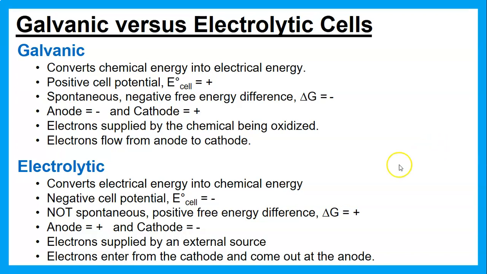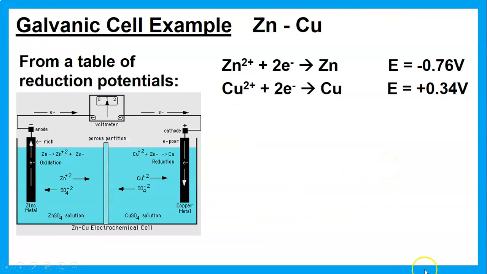So I have a couple examples. Here's a galvanic example. We're going to have zinc and copper. So one of our electrodes is zinc, one of them is copper. I look at my reduction chart and I find these values. So now I need to stop and figure out which one of these equations needs to be reversed. One of them is going to be losing electrons, oxidized. One is going to be gaining electrons, reduced.